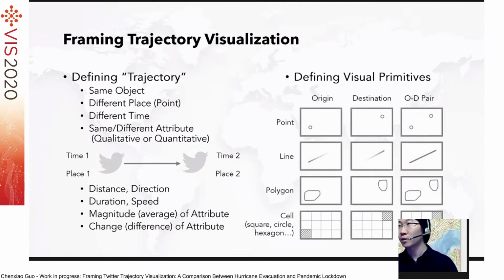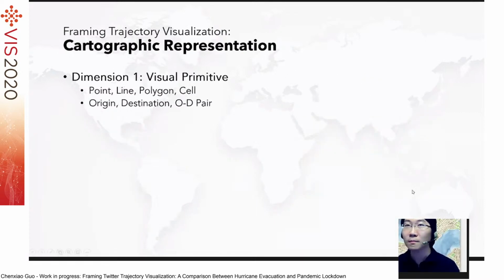For the visual primitives, you can see there's a 3x4 chart showing how point data, line data, polygon data, as well as cell data could be integrated with trajectories, which means origin-destination pairs. The cell data here means not only squares, but could also be circles, hexagons, or other types. These visual primitives work as dimension 1.